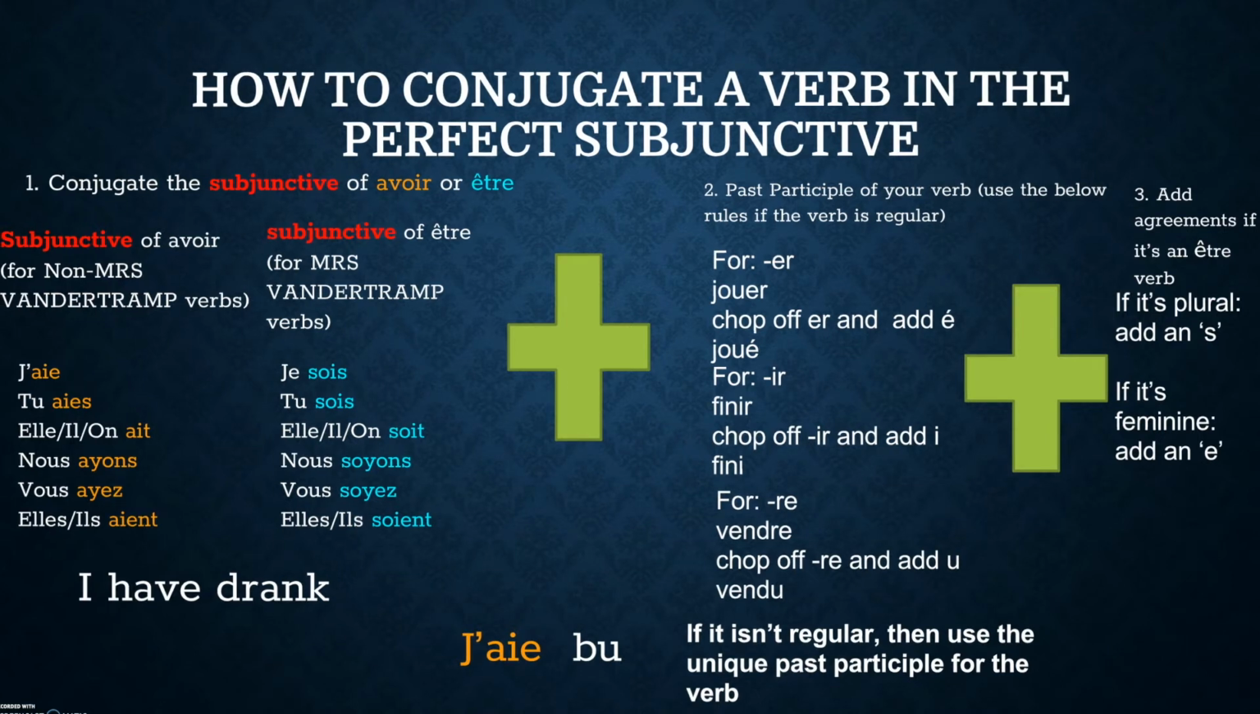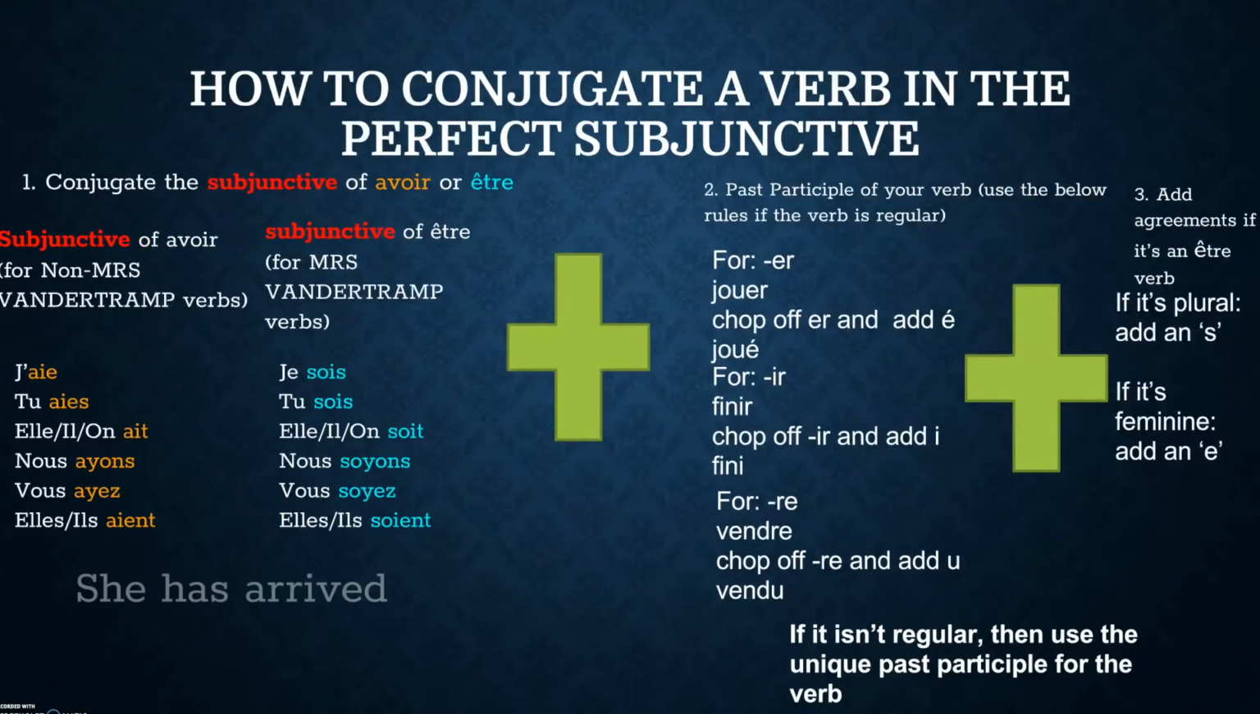Let's go through a few more examples. So, she has arrived. We want to conjugate she has arrived in the past subjunctive. It involves the verb arriver, which is the French translation of to arrive. Arriver is a Mrs. Vandertramp verb. It's one of the A's in Mrs. Vandertramp, so we have to get the subjunctive of être. The pronoun this involves is she, which is elle in French. The elle form of the subjunctive of être is elle soit. So that's the first half of our conjugation done.